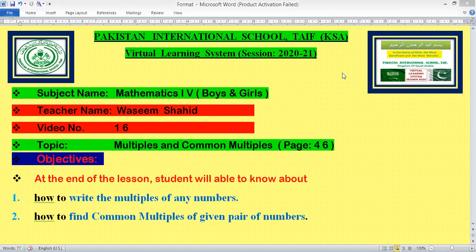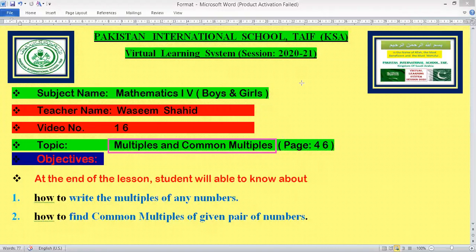Today our lesson is 16, and in this lesson, we shall discuss the most important topic, that is multiples and common multiples. This topic is given in book page 46. In this topic, we shall learn how we can write the multiples of any given number, and secondly, we shall learn how to find common multiples of given pair of numbers.